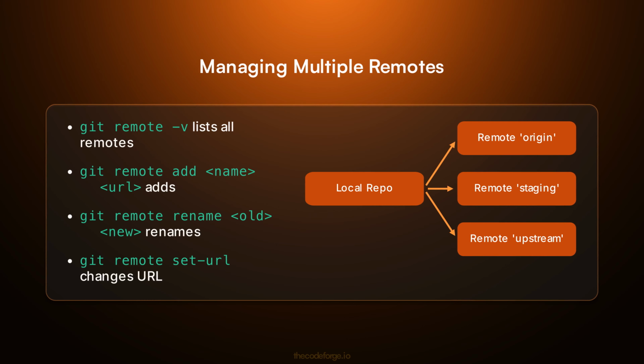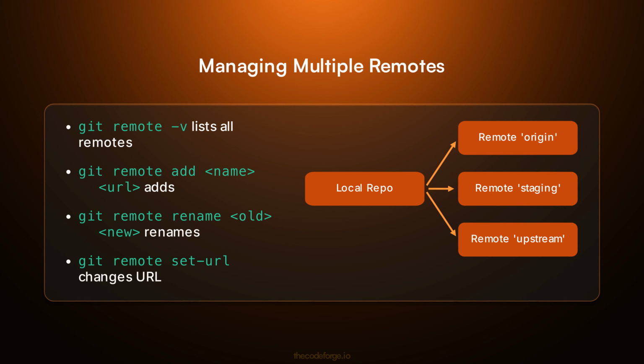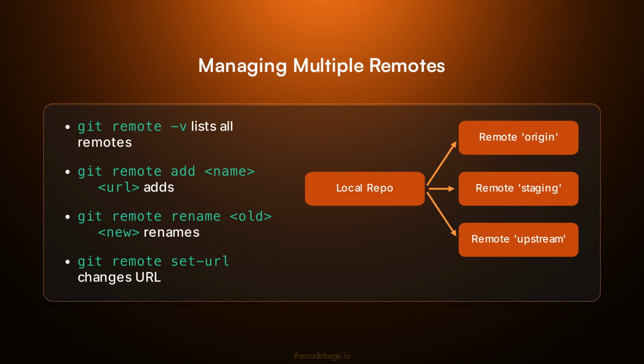You can add, rename, and remove remotes. Use Git Remote add upstream for forked repos. Rename origin to something descriptive like production. Git Remote set URL changes the URL. Always use Git Remote show name before critical pushes to verify the remote.